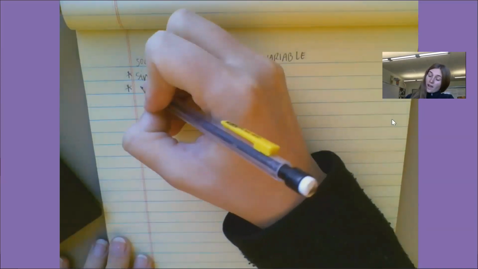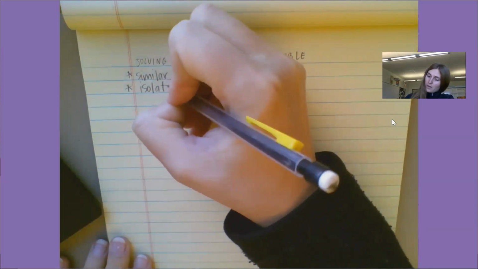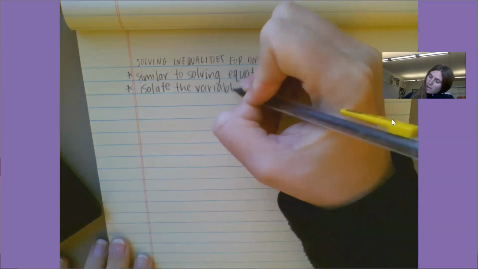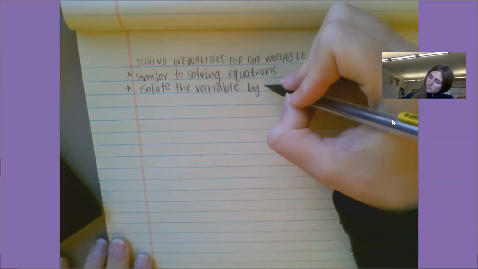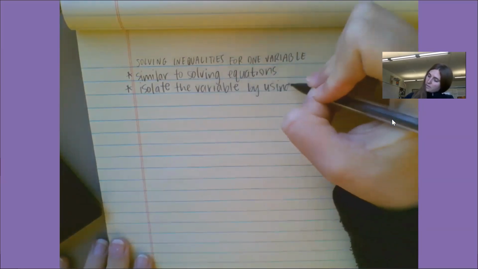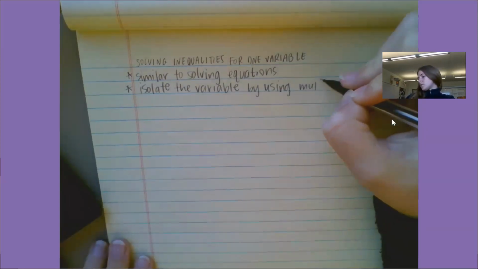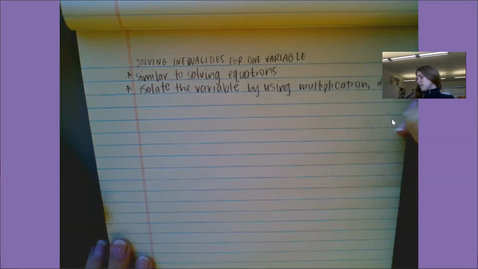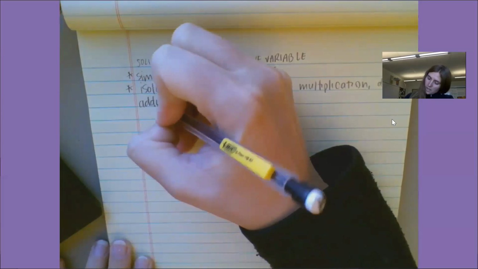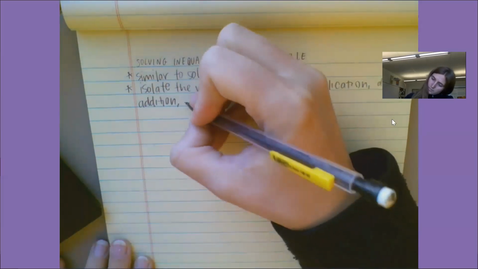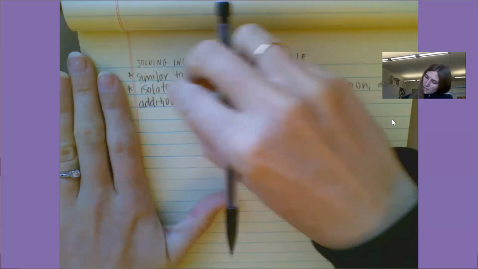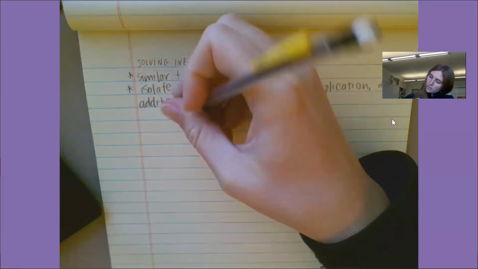We need to isolate the variable. That's the main goal, by using our four operators: multiplication, division, addition, and subtraction.